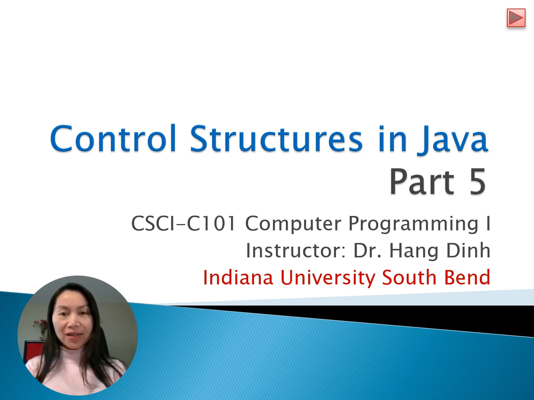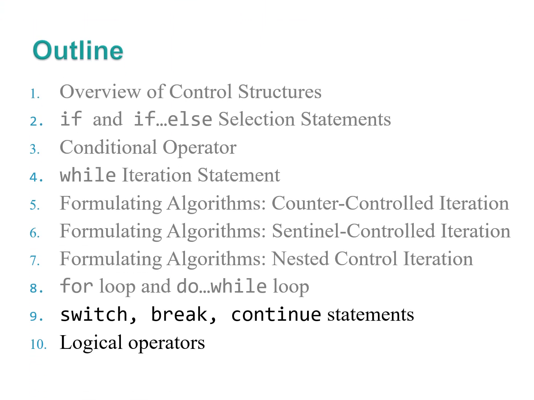This video is part 5, which is also the last part of control structures in Java. In previous parts of control structures, I had covered two selection statements, the if and the if-else statements, and all three iteration statements in Java, including the while statement, the for statement, and the do while statement.